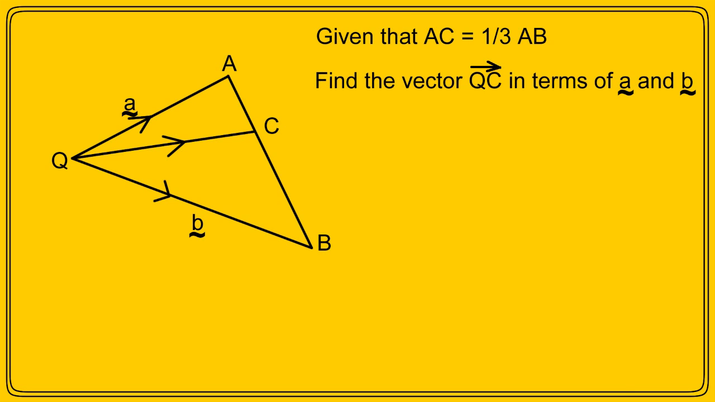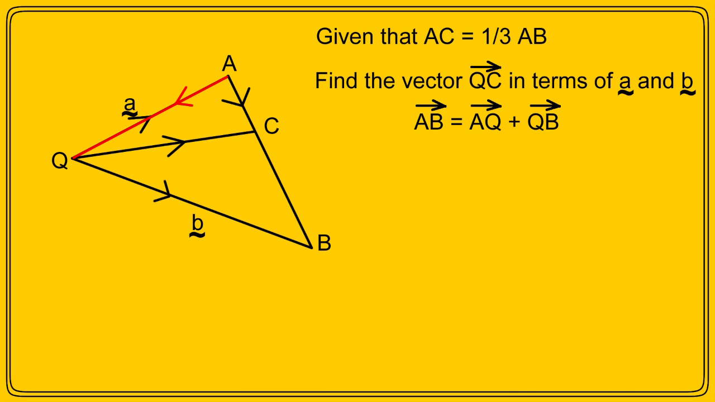Now, if QC is the low road, what we need is a high road consisting of vectors we already know. So this could be QA plus AC if only we knew what the vector AC was. Now, if we knew the vector AB, we could take 1/3 of it, and that would be the vector AC. So, do we have a high road for the vector AB? Well, yes, of course we do.